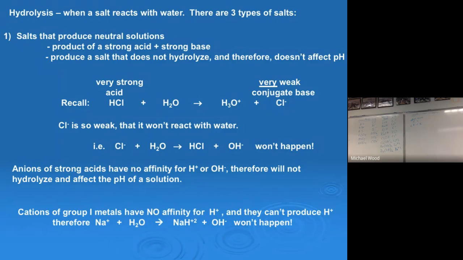This is where you've got to remember the strong acids: their conjugate bases are so weak, ignore them. The strong bases: their conjugate acids, when you see them in the salt, you ignore them. So these conjugates are so weak, they don't affect the pH at all.